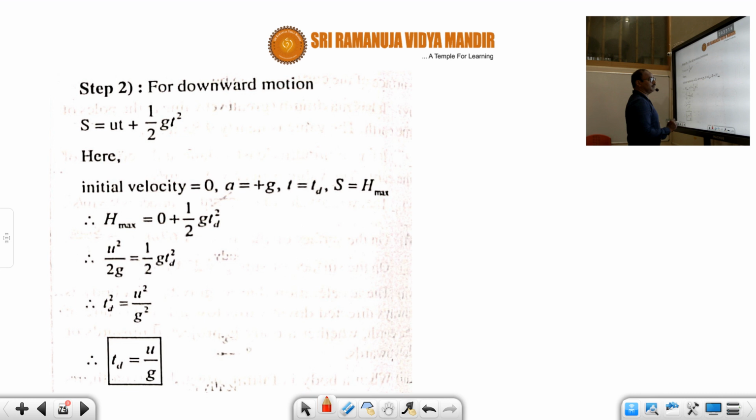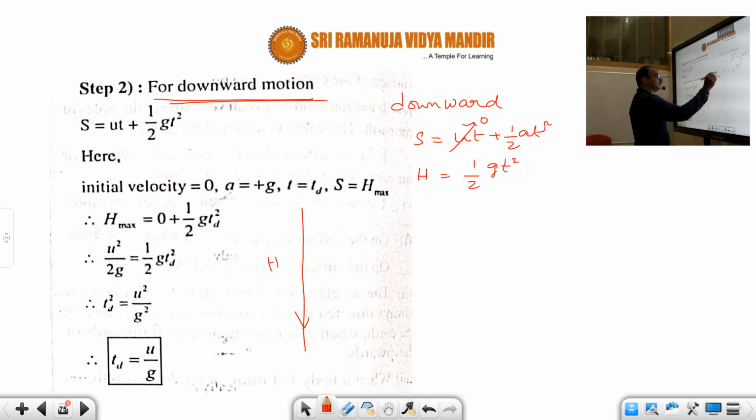Listen here, students. I told you, it is falling and moving downwards, that means the displacement is negative, s equal to minus h. And time cannot take a negative value, so don't take any sign rule for the time. Not only in this problem, don't take a sign rule for the time value, because time is a scalar quantity.